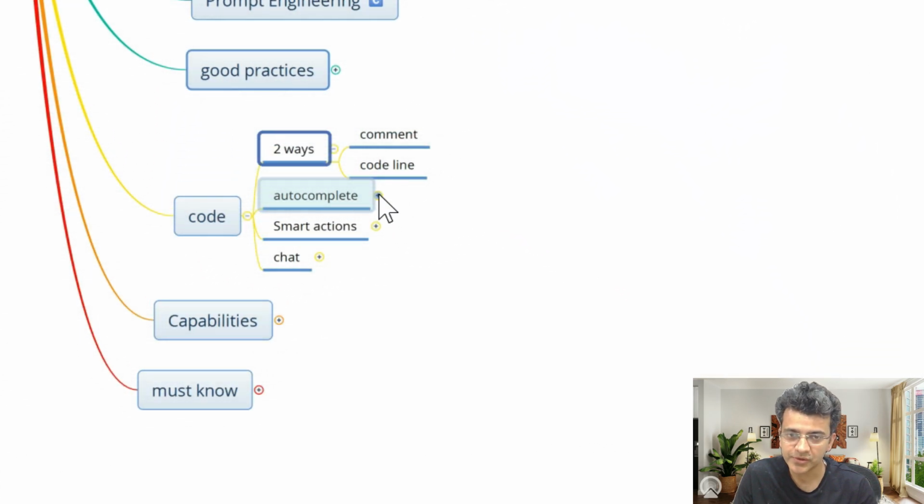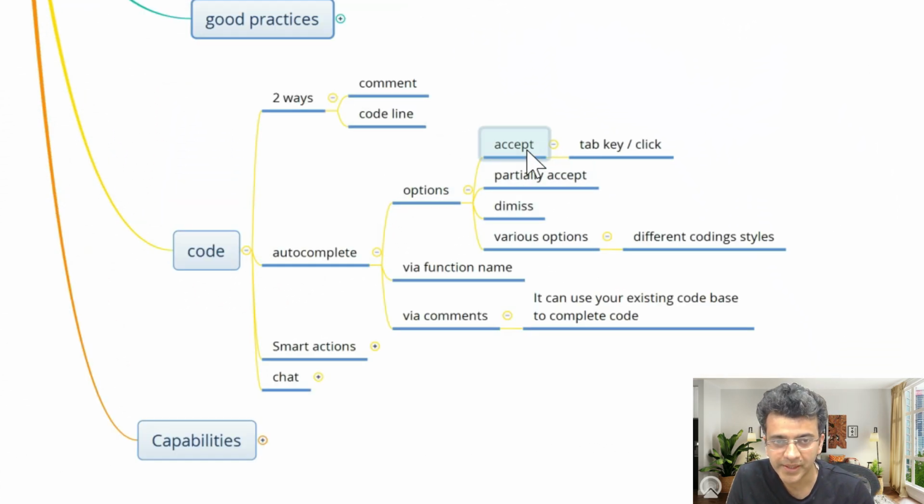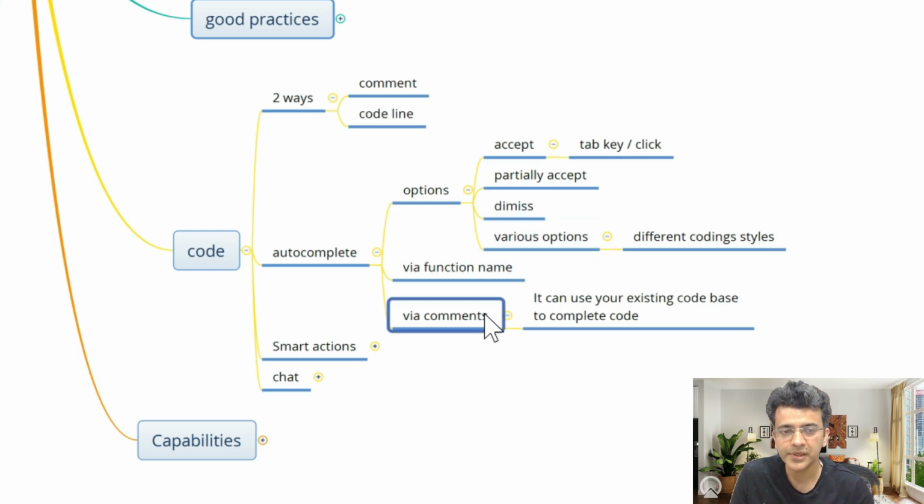Autocomplete, we just saw how autocomplete happens. There is an accept key, you can partially accept, like sometimes it gives you a lot of code, you can accept some part of it and dismiss the other part of it, right? You can write a function name and it will complete it. We can write comments, right? We saw that in natural language when we wrote the function name, it completed that.